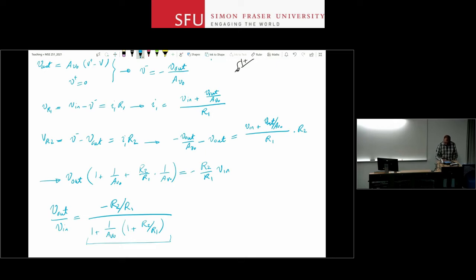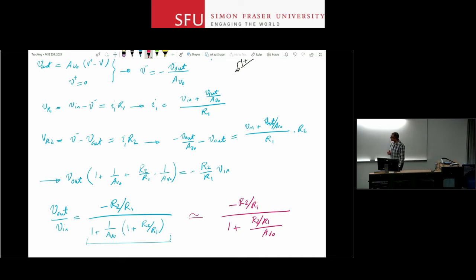Let's assume that I'm getting some gain out of this circuit. So R2 is larger than R1 by some factor, but let's say significantly larger, so that this one is negligible when you compare it to R2 over R1. So I can approximate it. I want to see when this is going to be a problem. So I'm going to approximate it with this: minus R2 over R1 divided by 1 plus R2 over R1 over A V naught.